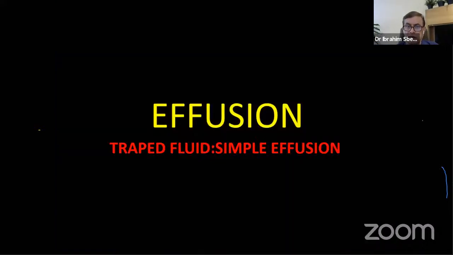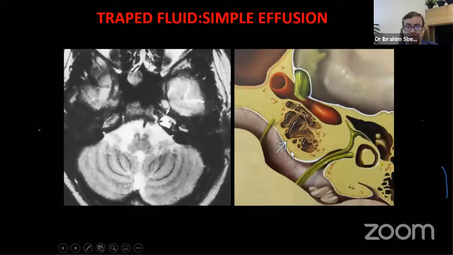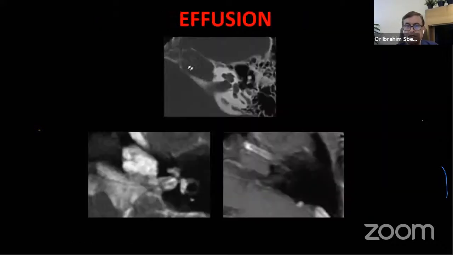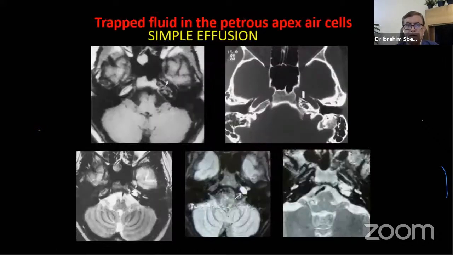Another lesion that is begging you to leave it alone is the effusion, simple effusion. It's trapped fluid. So this is the picture. Again, the difference between the petrous apex on both sides. But this is a fluid, simple effusion. Leave it alone. Maybe you'll give some patients some analgesia, but that's all. So these are the pictures of the effusion, simple effusion. Again, you may say, oh, they are the same. They may look the same, but again, looking carefully, you can differentiate.